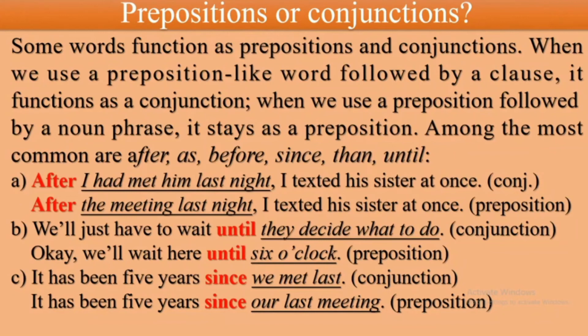After I had met him last night, I texted his sister at once. In this sentence, the word after is a conjunction because it has connected two clauses. The main clause is I texted his sister at once, and the subordinate clause is I had met him last night. In this sentence, I is the subject and met or had met is the finite verb.